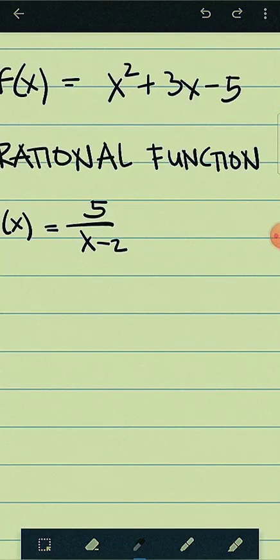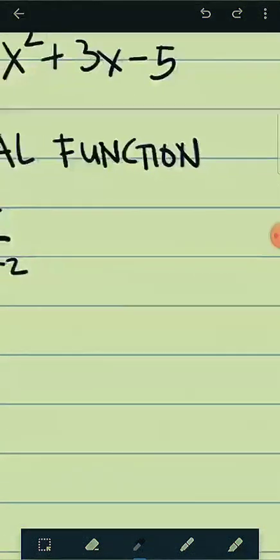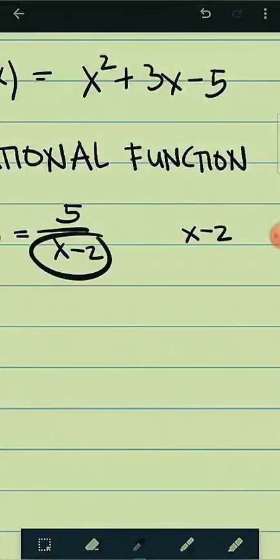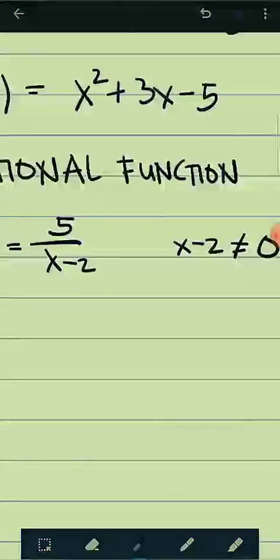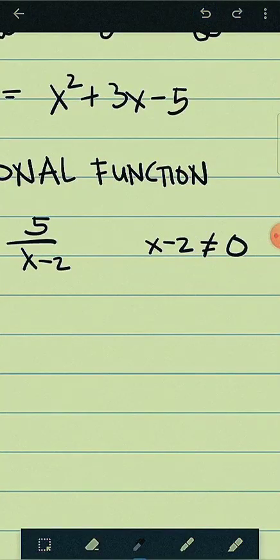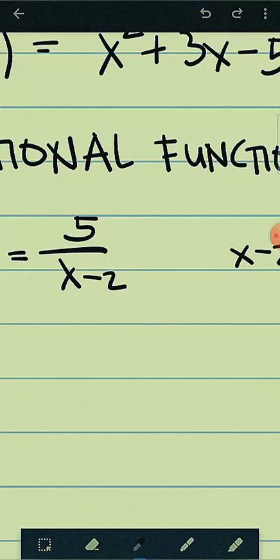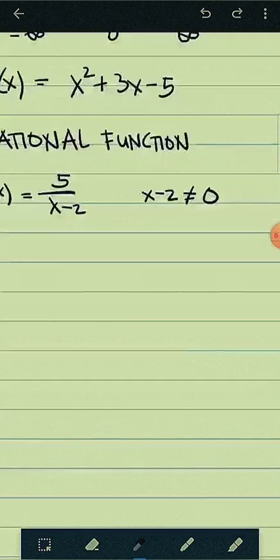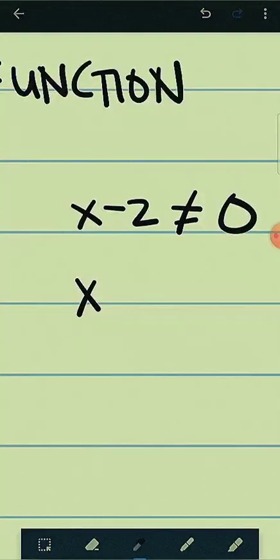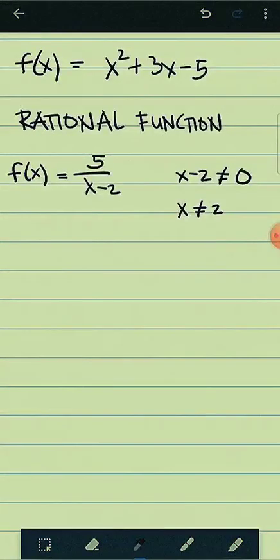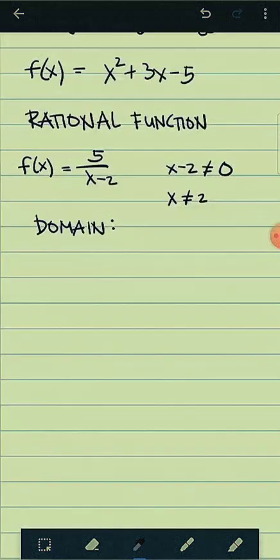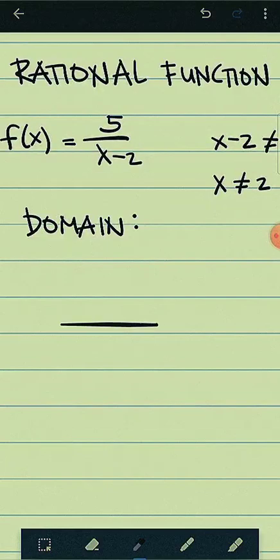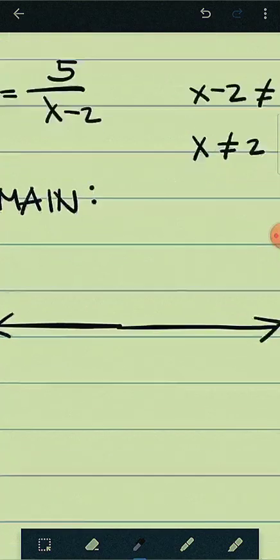So since the denominator cannot be equal to 0, we just set the denominator, whatever is underneath, not equal to 0. And thus, for this example, x cannot be equal to 2. And so the domain of this function is all real numbers except x equals 2. So how do we write that in interval notation?